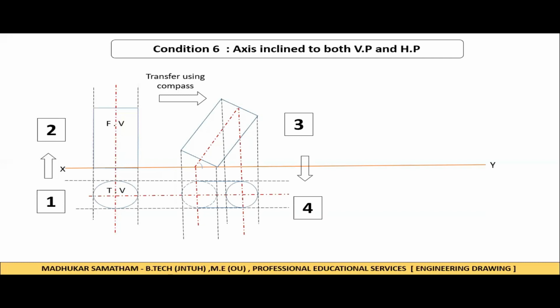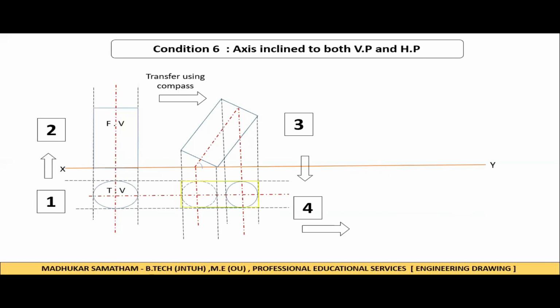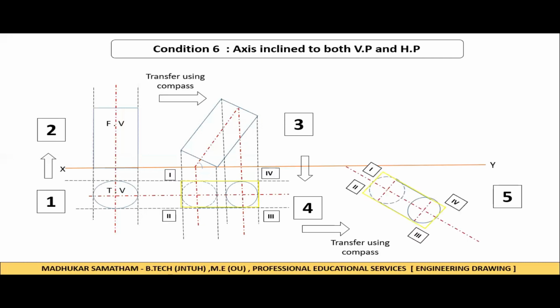So we will see how the next inclination will be placed. For this we can see that the top view in step 4 is enclosed in a box. So what we will do, we will transfer this enclosed box to step 5 using the compass in such a way that the end points are marked as 1, 2, 3 and 4. So you can see how we have transferred the shape to step 5.